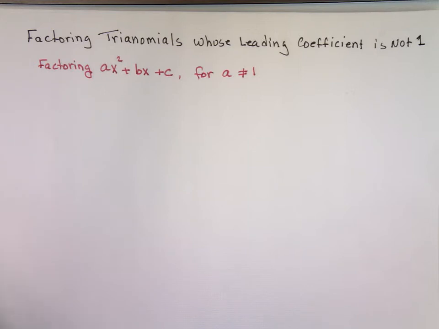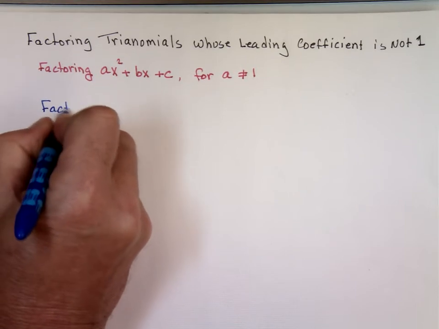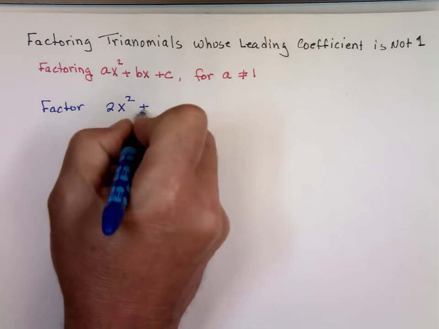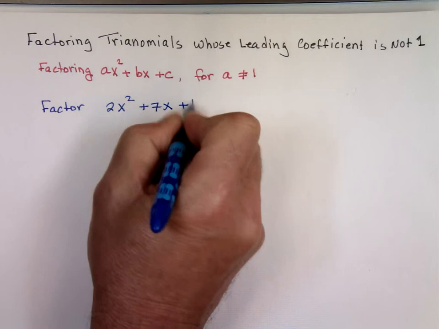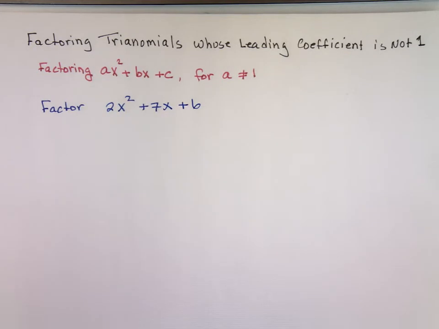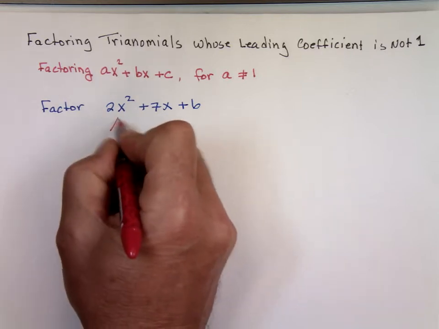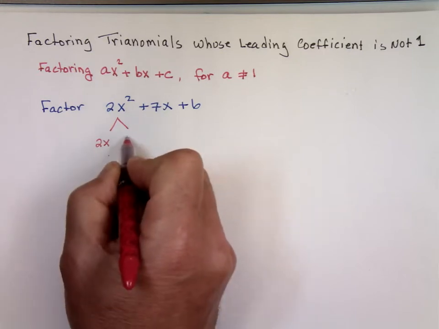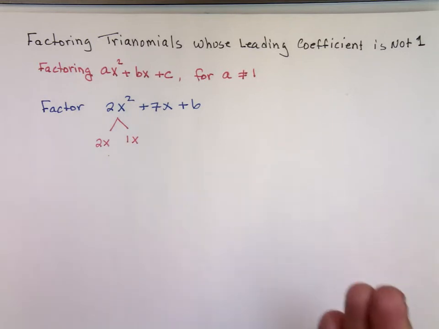So for example, let's say we're given this problem, factor 2x² plus 7x plus 6. The way we're going to do that, we're going to try to list all the factors of 2x². How do you get 2x²? It's only one choice: 2x times 1x. Or, if you want another choice, 2 times x², but we're not looking for that. We're going to split the x. So it's 2x times 1x, that's 2x².